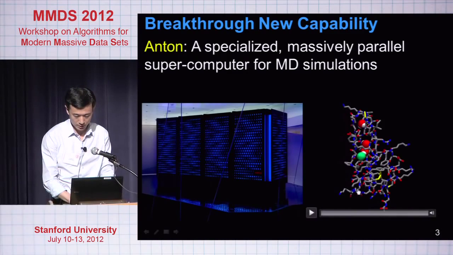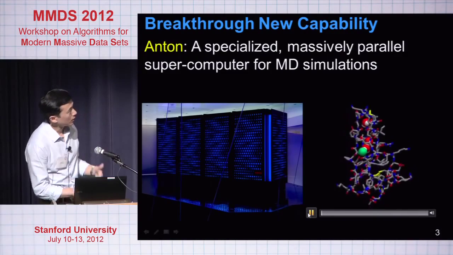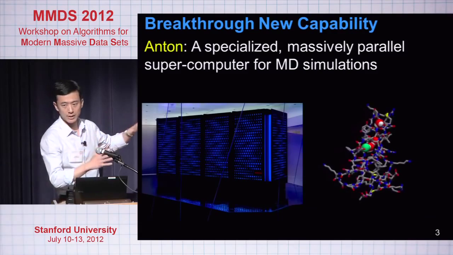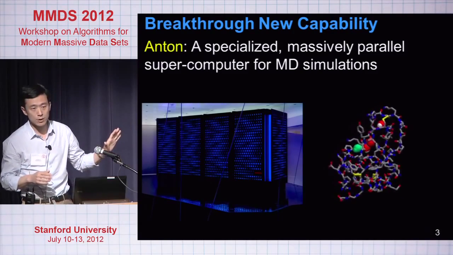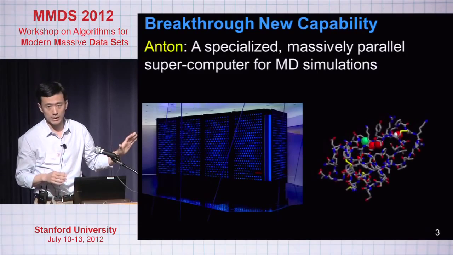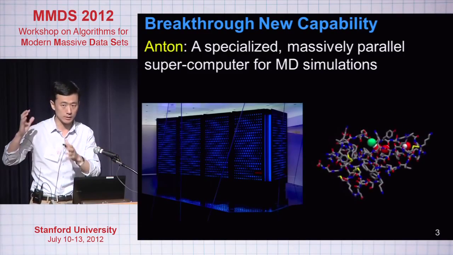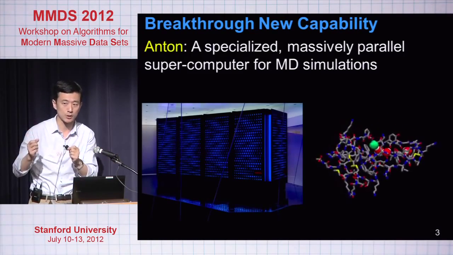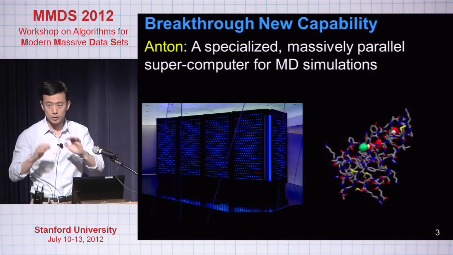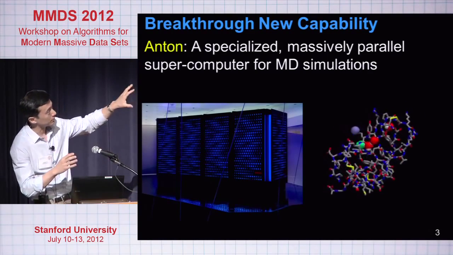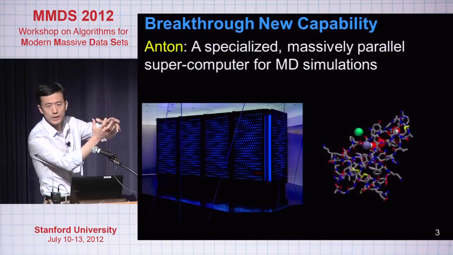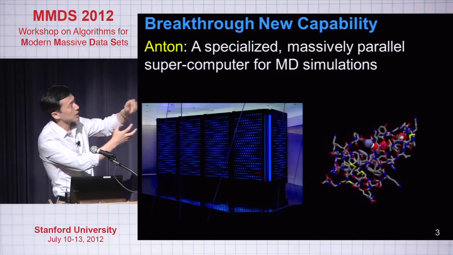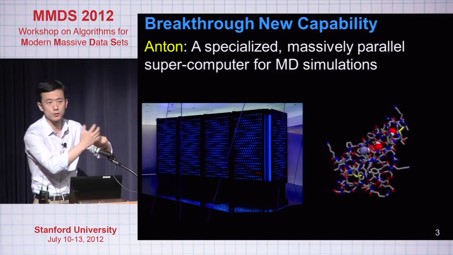On the right side, you see a protein structure. This is a downsampled visualization of the first millisecond scale BPTI simulation. BPTI is a protein structure. I don't expect you to understand what's going on here, but you can see most of the time the protein structure is just moving around by itself. And from time to time, there's some big conformational change.